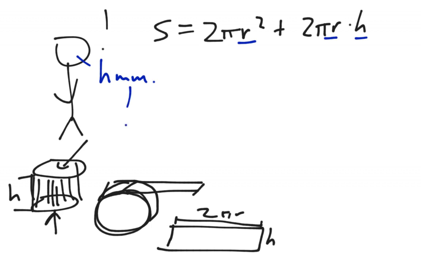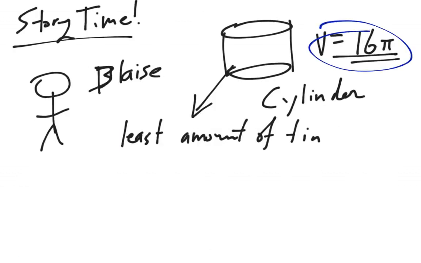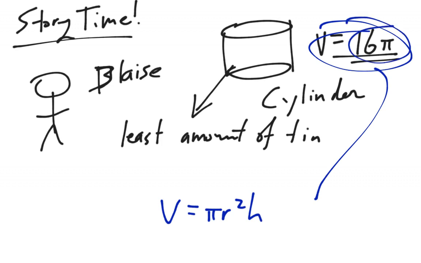And he's like, I have it. Remember that my boss told me, Blaze's boss told him, that the volume had to be 16 pi. Well, the volume of a cylinder is pi r squared h. Oh. Well, the volume needs to be 16 pi. The volume here is not a variable. It's a constant. It's 16 pi.